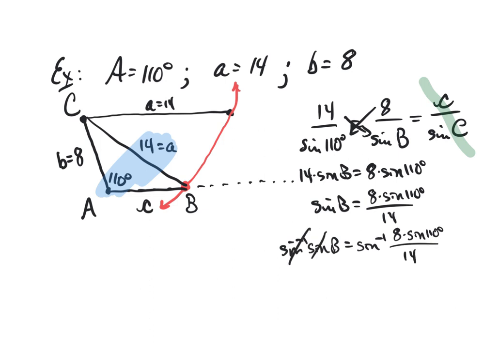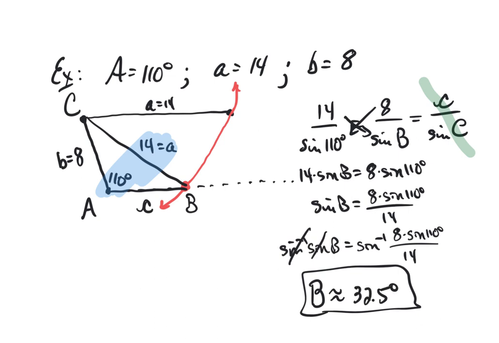On the left-hand side, inverse sine and sine cancel, leaving us with angle B. And on the right-hand side is your calculator problem. So we have the inverse sine of 8 times the sine of 110 divided by 14, and we get an angle of 32.5 degrees.